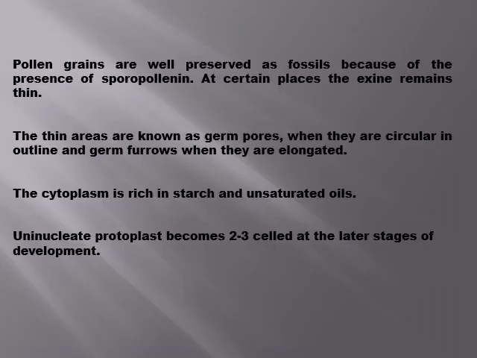Pollen grains are well preserved as fossils because of the presence of sporopollenin. At certain places, the exine remains thin. So the pollen grains are also present in the form of fossils. The thin areas are known as germ pores when they are circular in outline and germ furrows when they are elongated.